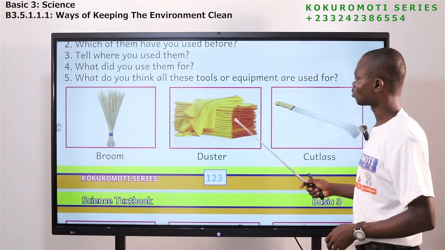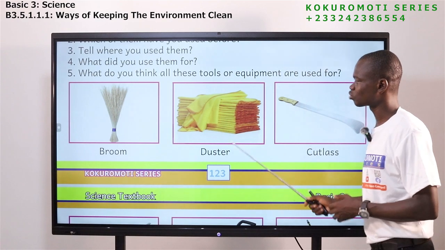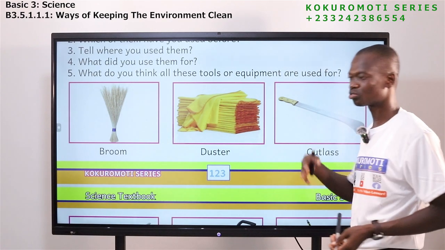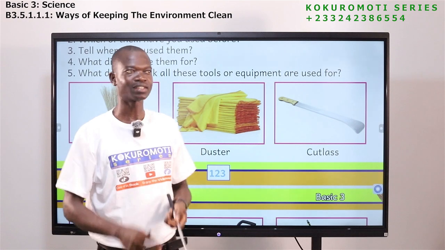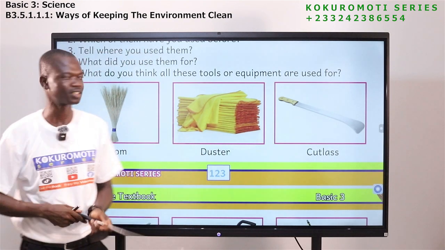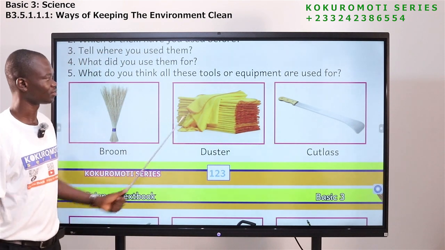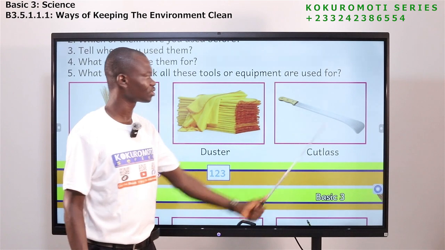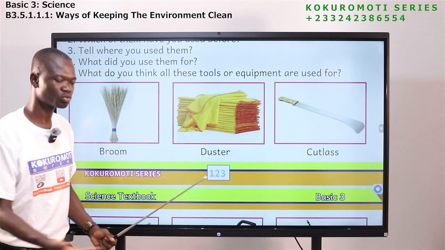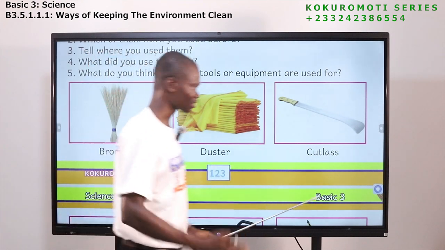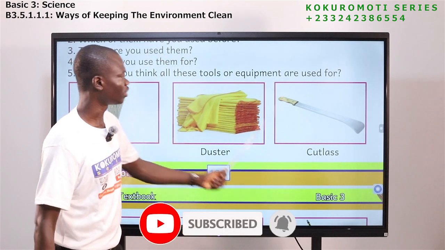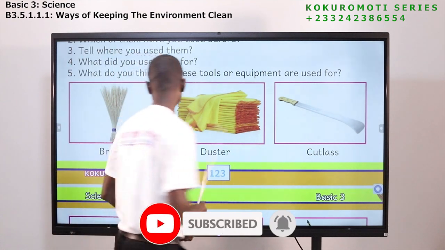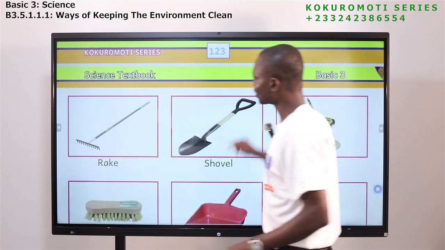Okay, so the next one is duster. The next one is what? Duster. Duster is used to dust our tables, our chairs, roofs, and other places. So duster. Okay. The next one is what? Cutlass. We use cutlass to weed, to cut things, to cut trees, to cut wood, and for what? For weeding as well. The next one is rake.